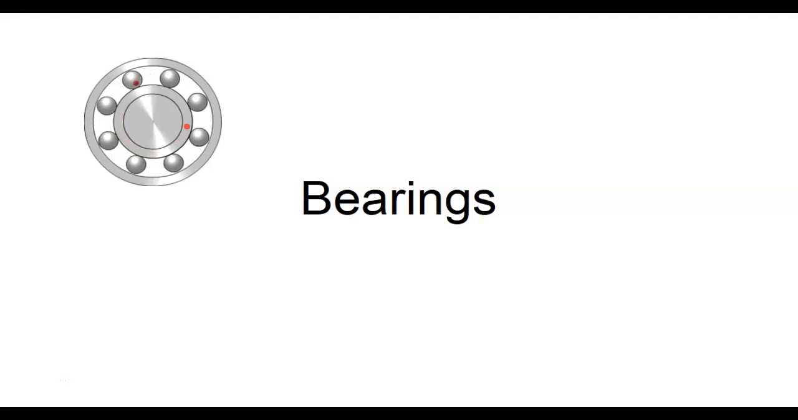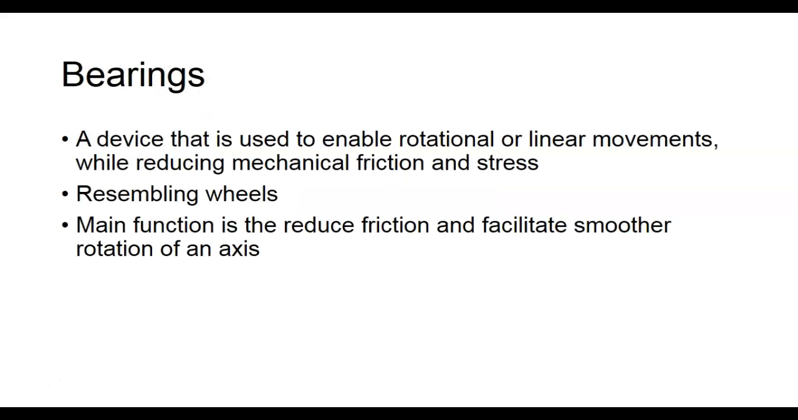Bearings. Has a lot to do with bearings. We're just going to get a basic look at them. The device they use to enable rotation or linear movement by reducing mechanical friction and stress. It resembles a wheel. The main function is to reduce friction and facilitate smooth rotation on an axis. So we use these things for a lot of things, rotating fingers, anytime we have to mount something. So these are definitely motors.